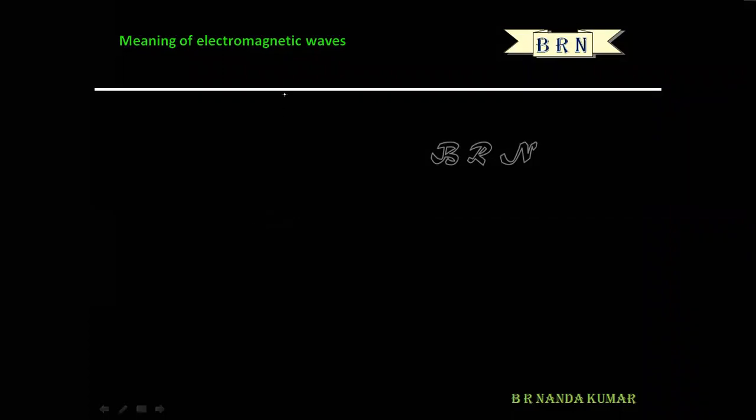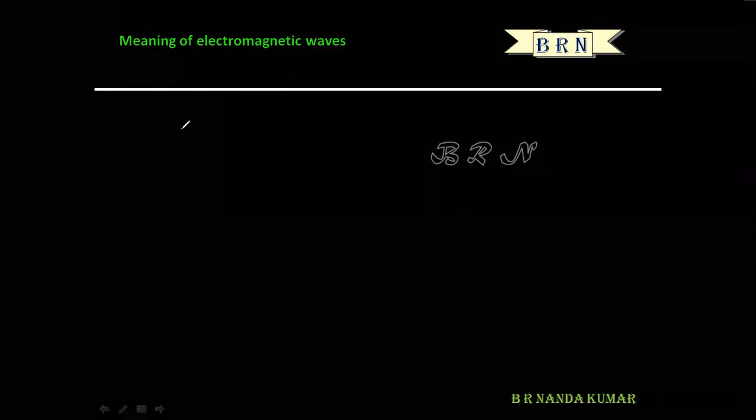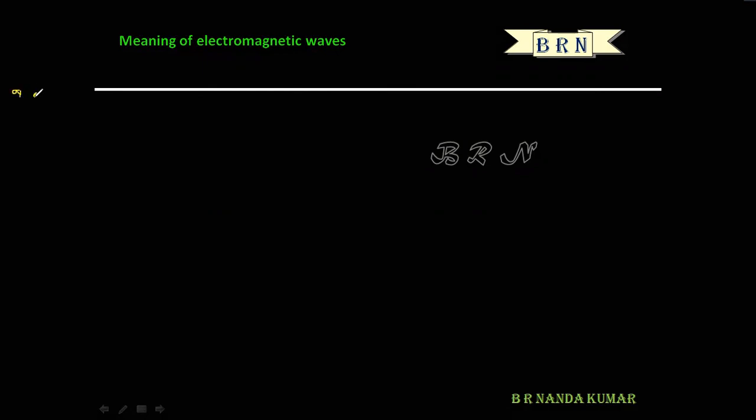What is the source of electromagnetic waves? That is very important. An accelerated charged particle produces the electromagnetic wave. An accelerated charged particle generates the electromagnetic wave. So the source of electromagnetic waves is the accelerated charged particle.